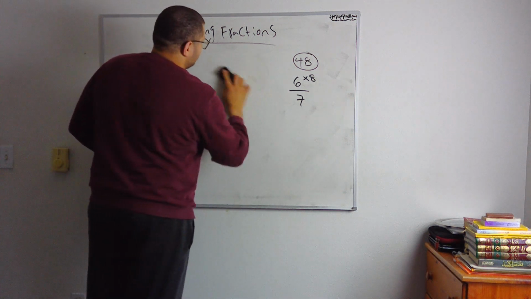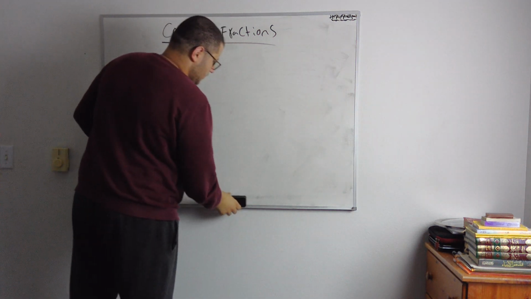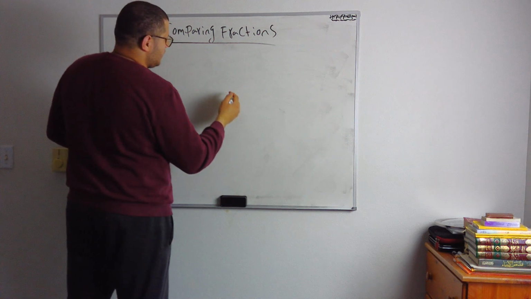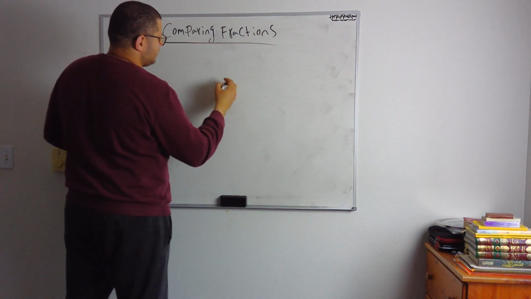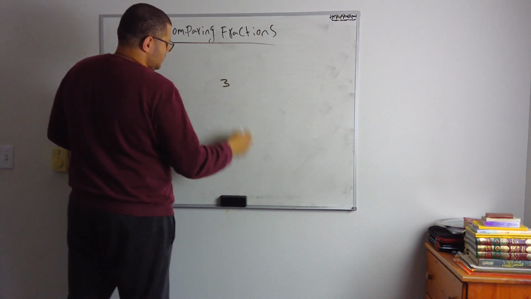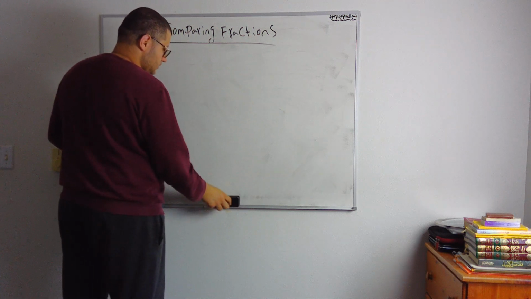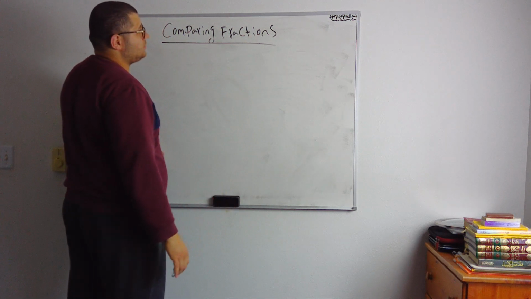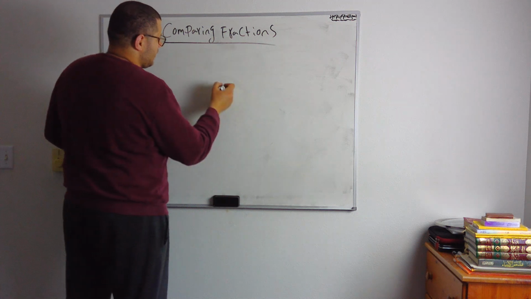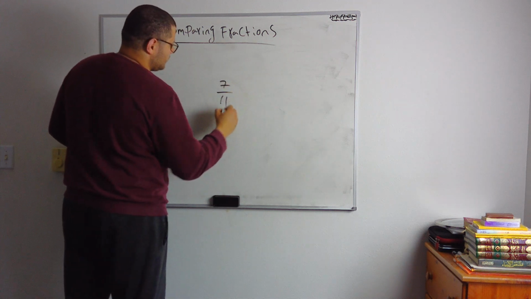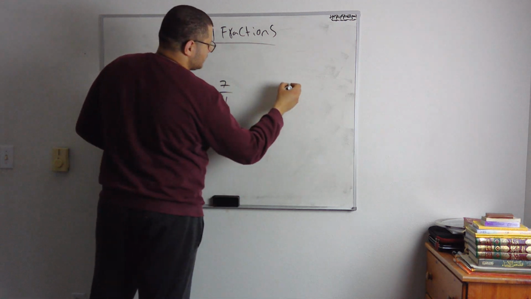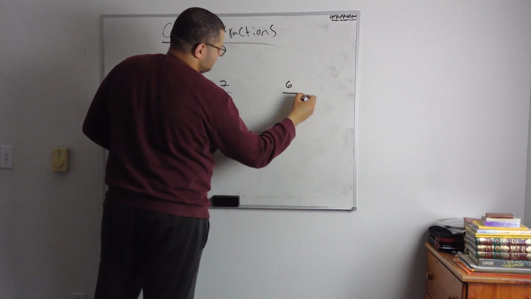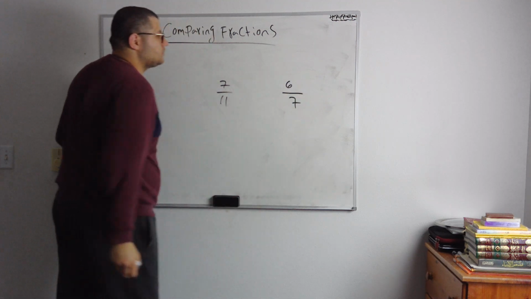Let's have one more example. Say we have 2 out of 3. No, not 2 out of 3. Let's say you have a 7 out of 11, and if you have a 6 out of 7. 6 out of 7. Okay.